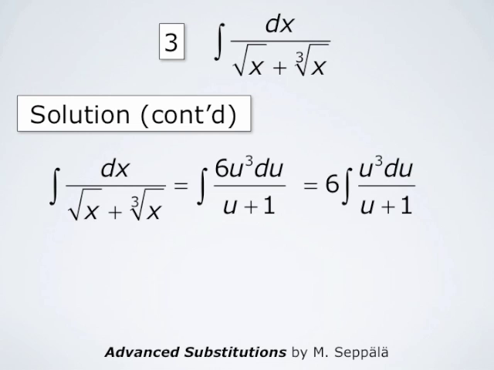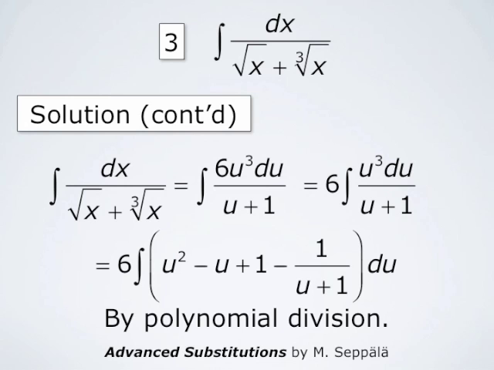Now here this integral can still be simplified slightly. The integral of dx divided by square root of x plus cube root of x becomes 6 times integral of u cubed du divided by u plus 1. And this is just 6 times integral of u squared minus u plus 1 minus 1 divided by u plus 1 du. And this we obtain by polynomial division. And now the result is easy to compute.